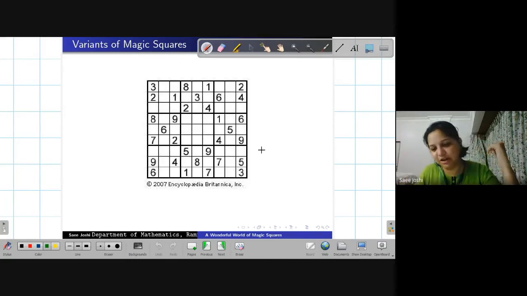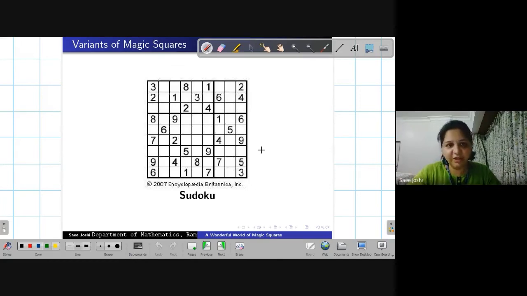This was developed in around 1979, and this became really popular in Japan in the 1980s. So it became so popular that a Japanese puzzle company said, okay, this belongs to us, and we are now going to call this Sudoku. So Sudoku is a Japanese word. Okay, so after that, Sudoku became a lot more popular.